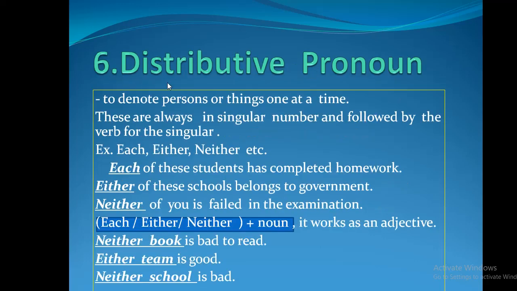Number 6, distributive pronoun, to denote persons or things one at a time. These are always in singular number and followed by the verb for the singular. For example, each, either, neither, etc. Each of these students has completed homework. Either of these schools belongs to government. Neither of you has failed in the examination.